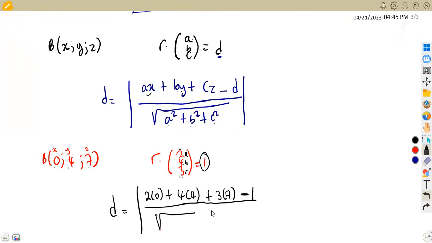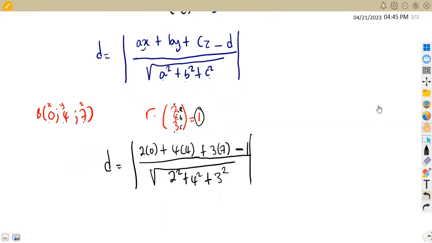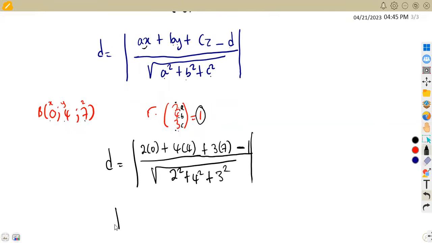So it is going to be the square root of 2 squared, which is our A, our B, which is 4 squared, our C, which is 3 squared. So you need to determine the modulus, a positive answer only is what we need. So that's how you determine the perpendicular distance. Simplifying everything at once, this is going to give us 36 square root of 29 over 29.